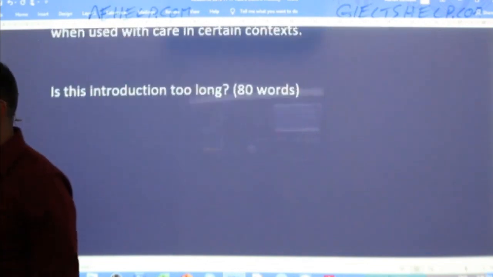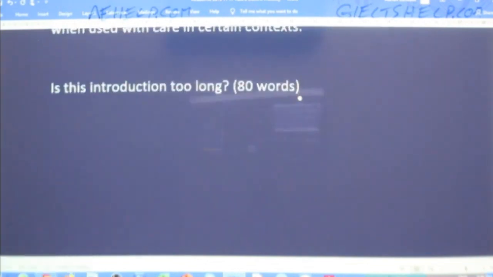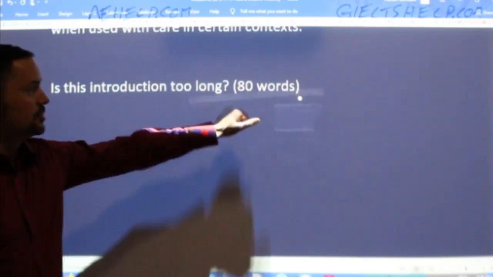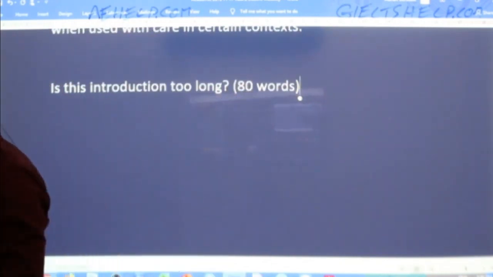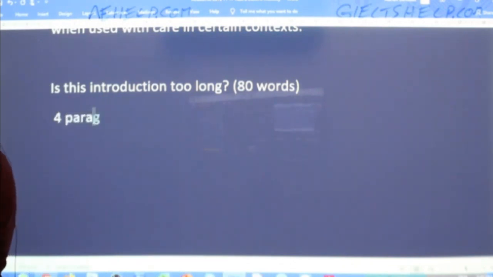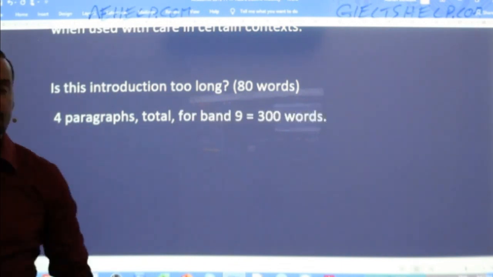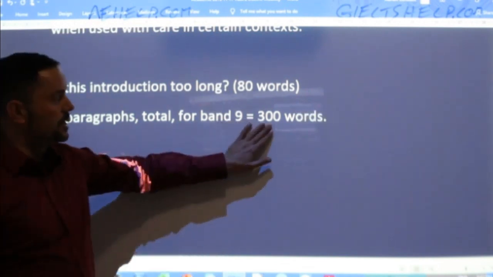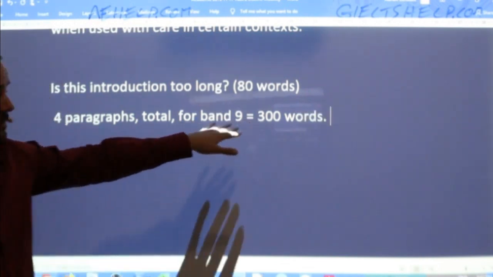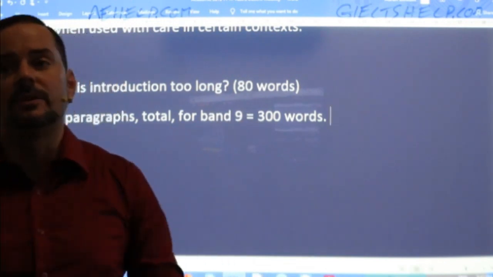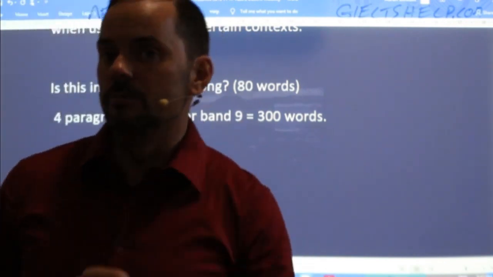Okay, so let's analyze that for a second. It's about 80 words, this introduction. How many paragraphs do I have? I have 4 paragraphs. My 4 paragraphs total, if I'm going for band 9, equal 300 words. A band 8, band 9 essay will be much closer to 300 words than to 250. Remember, 250 words is the absolute minimum.